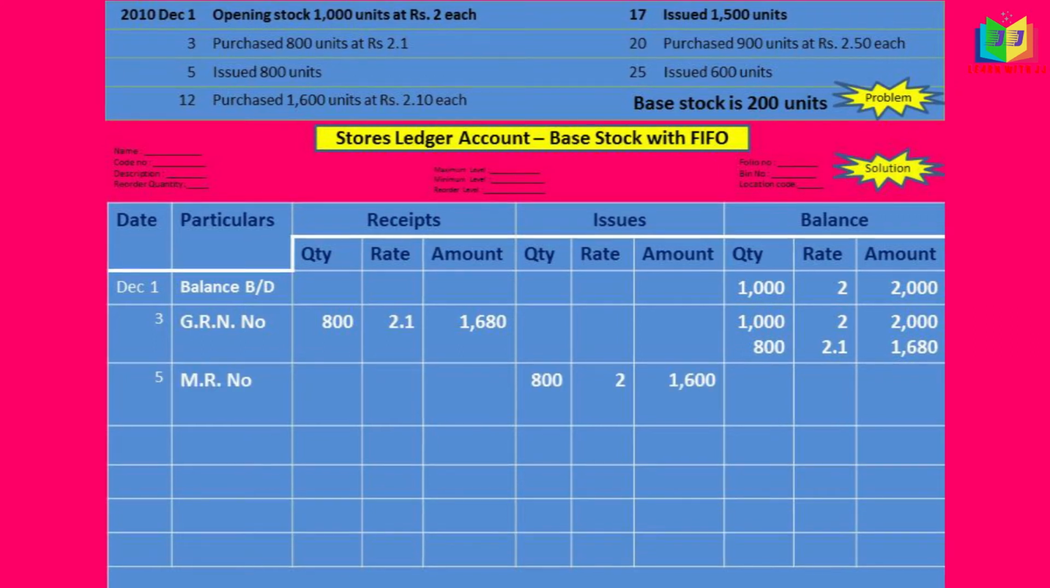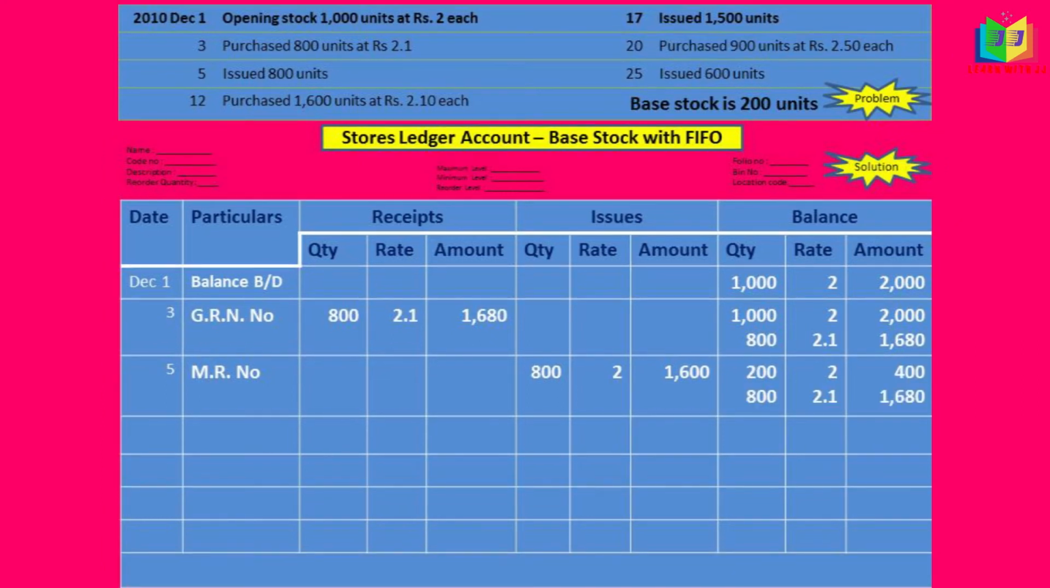On date 5 we have an issue of 800 units, so I'll write it in the issues column. Here we have to maintain a base of 200, but we have 1000 units, so maintaining the base is not a problem here. We can maintain 200 units and issue 800 units. So in the balance column, 1000 minus the issue of 800 gives 200, and this 200 is to be maintained till the end because our base stock is 200 units. So we should not touch this at all.